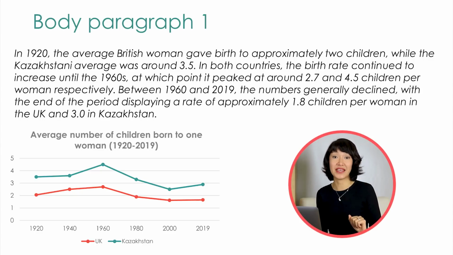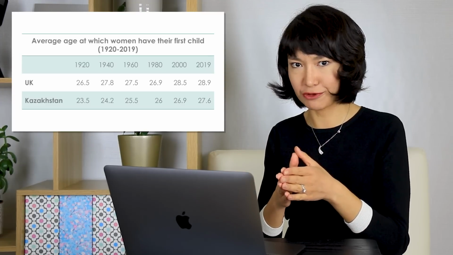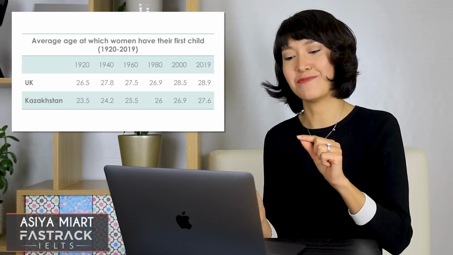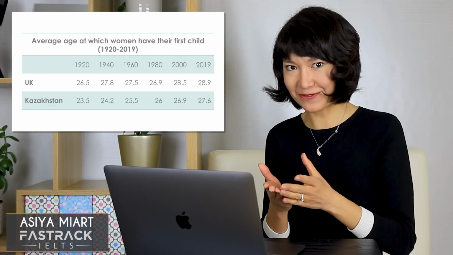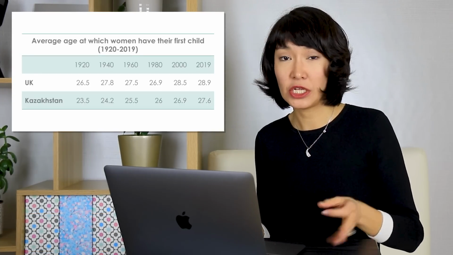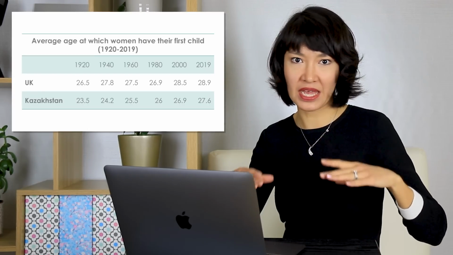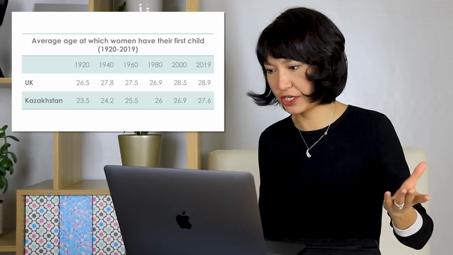Now let's have a look at the second body paragraph. When you're describing a table, it's a little bit less visual than a chart, so you need to look at the numbers and compare them yourself. But also we have a lot of small details here. Don't get bogged down in them. Try to find the main picture. What is the main conclusion?